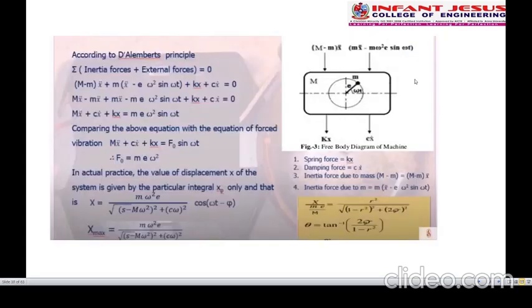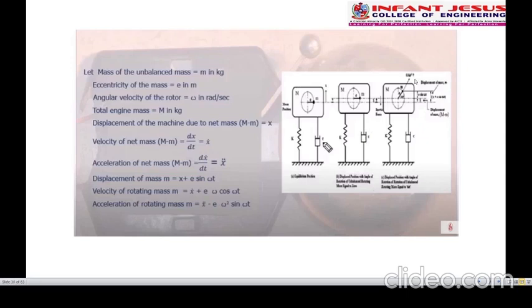So here you can see the displacement of the mass m is x plus e sin omega t. Next, if you want to find the velocity of the rotating mass, we have to differentiate this. So if we differentiate x with respect to time, it is x dot plus e, which is a constant. E is the crank radius, so the eccentricity is a constant e. Then sin omega t, differentiating this gives omega into cos omega t.